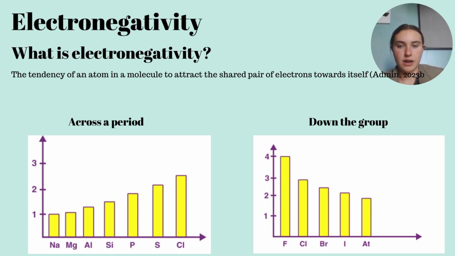There are two types, across a period and down the group. From left to right, the nuclear charge increases and the atomic size decreases. Therefore, the value of electronegativity increases across a period in the modern periodic table. For example, the electronegativity trend across period 3 in the periodic table below.